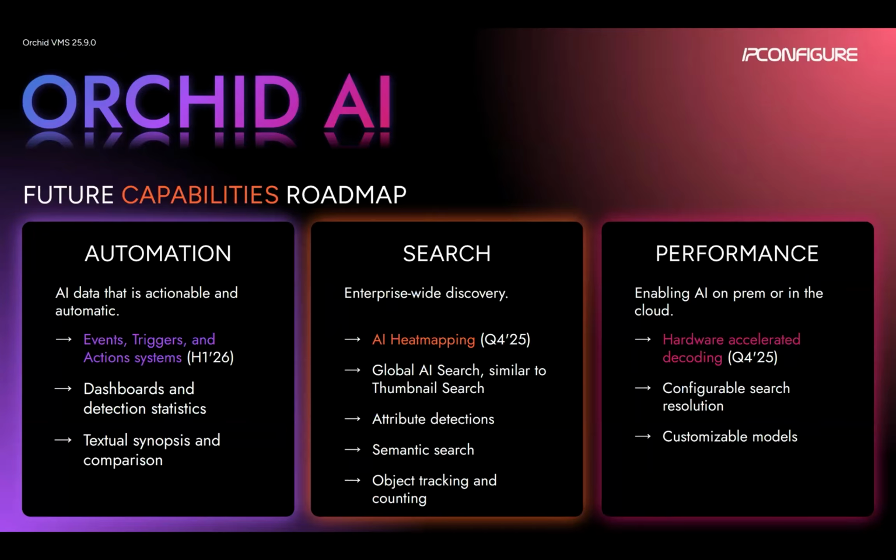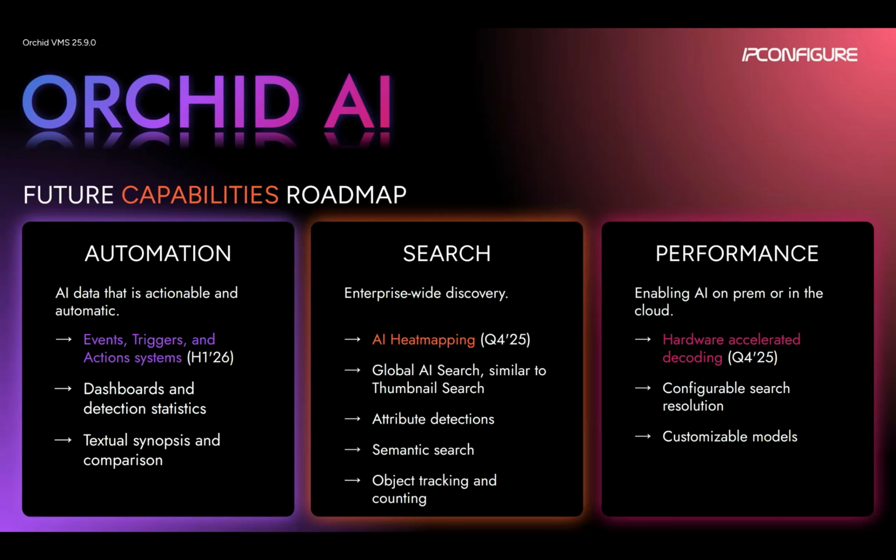In our next release, which should be available at the end of this year, we are expecting to have an AI heat mapping capability. Global AI search is also something we're thinking about. So the AI search in 25.9 happens camera by camera. We'd like to also make that Orchid AI search available maybe across the entire enterprise. Attribute detection is also something that we're looking at.